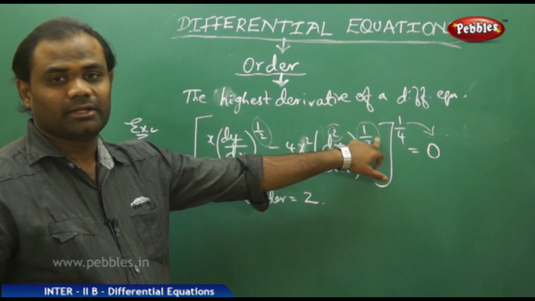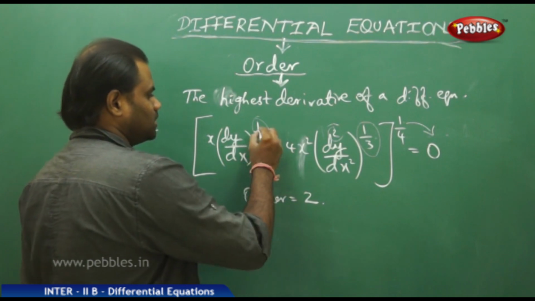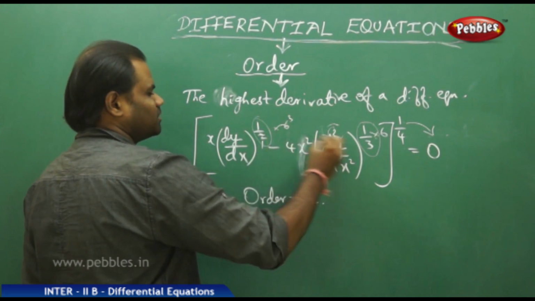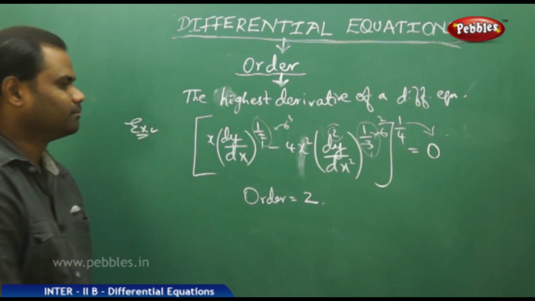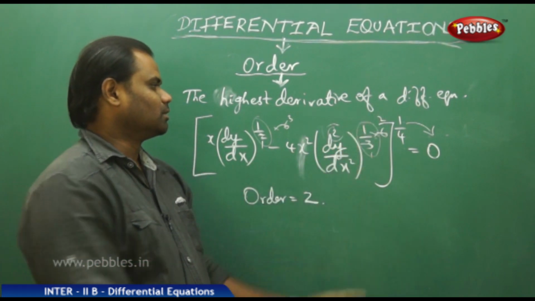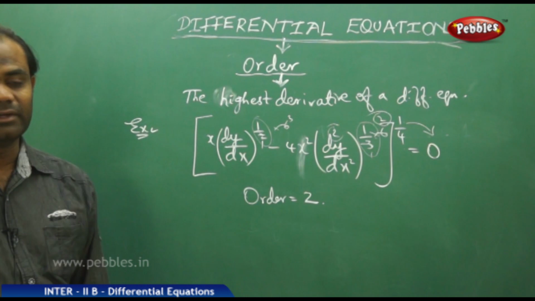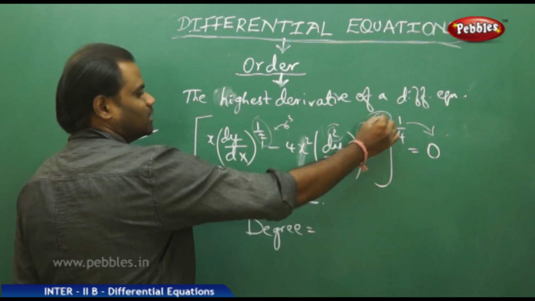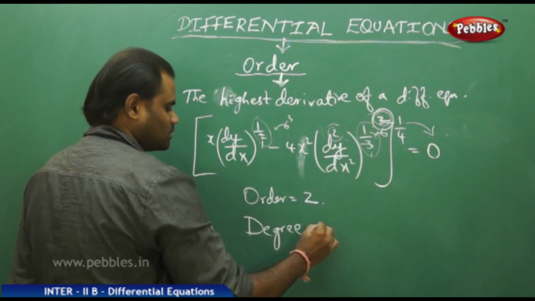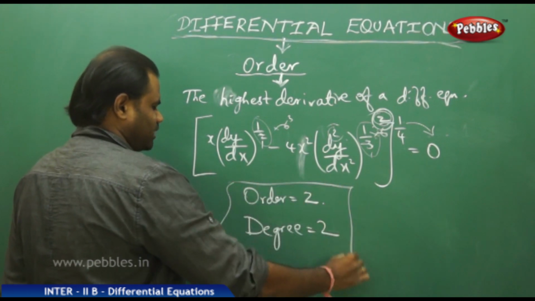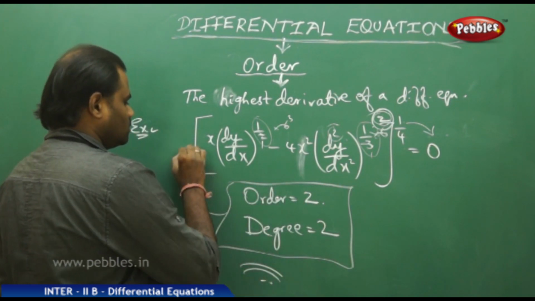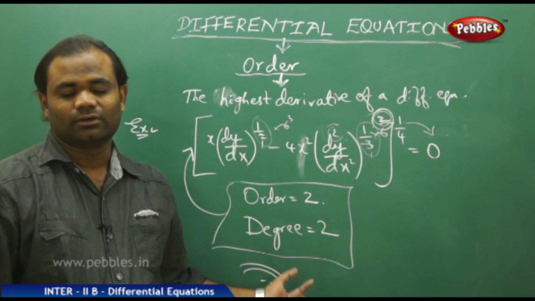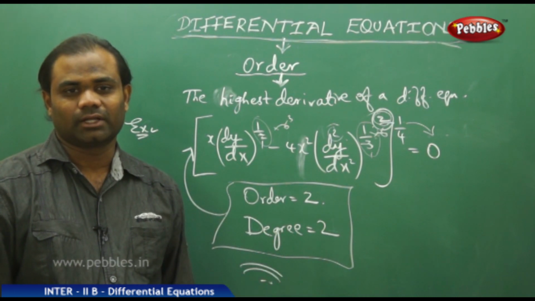And for the power of this to be made an integral value, I have to just multiply the two equations with 6, because when you multiply both of them with 6, it becomes an integer. And therefore, the highest power of the highest derivative is 2. And therefore, I get my degree, the power of the highest order derivative, as 2. Hence, order is 2 and degree is 2 for the given differential equation, is how we understand order and degree of a differential equation connected.